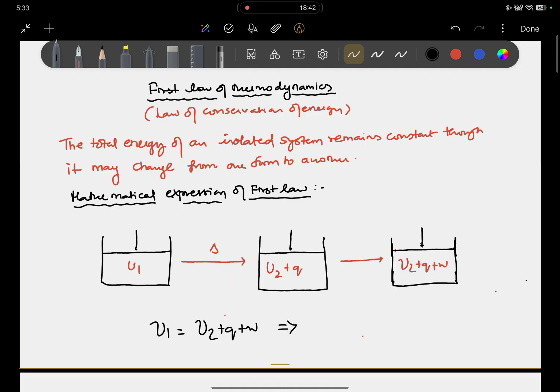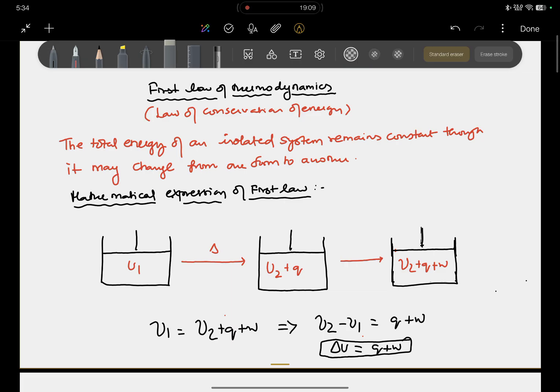If I rearrange, Q plus W will go to that side, U1 will come to this side. So U2 minus U1 is equal to Q plus W. Therefore delta U is equal to Q plus W. Correct?